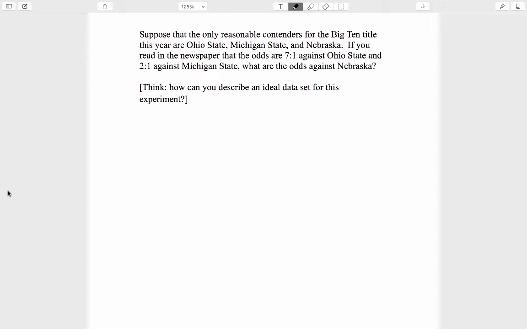So think, how can you describe an ideal data set for this experiment? If we look at this just from Ohio State's point of view, then an ideal data set would be drawn as a strip diagram with 8 boxes. I'm going to put an O in one of them for Ohio State winning, and then just leave blank spaces in the others for Ohio State losing. Similarly, Michigan State, if we look just from Michigan State's point of view, with 2 to 1 odds against, now I can draw a strip diagram with 3 boxes, and I will label just one with an M.